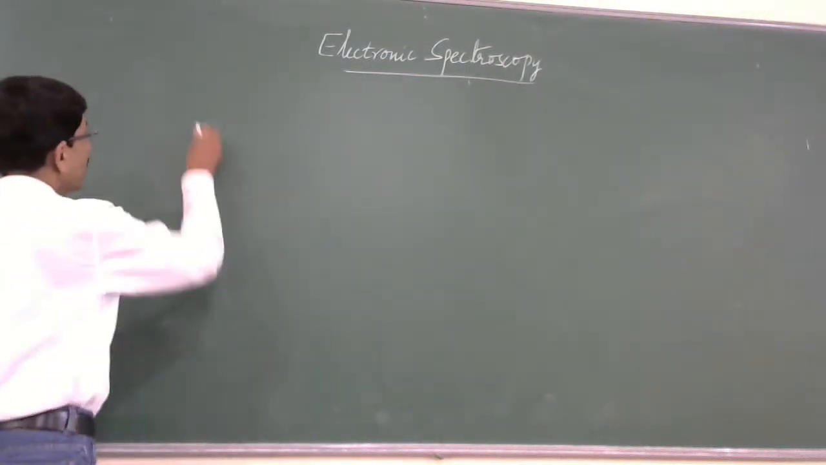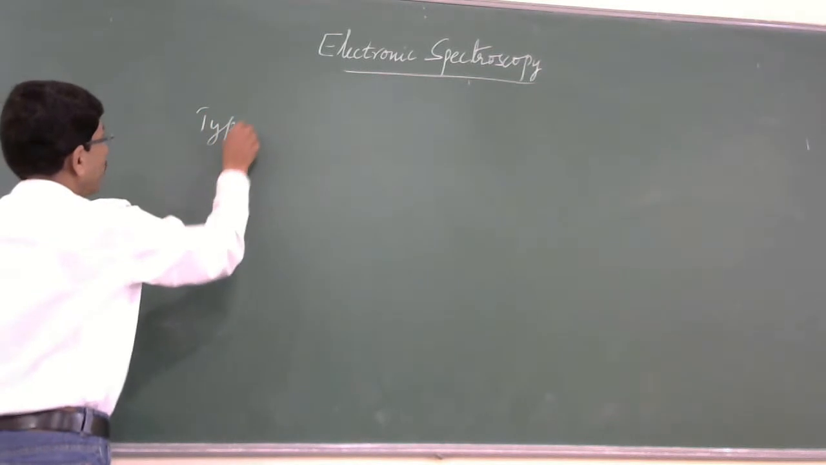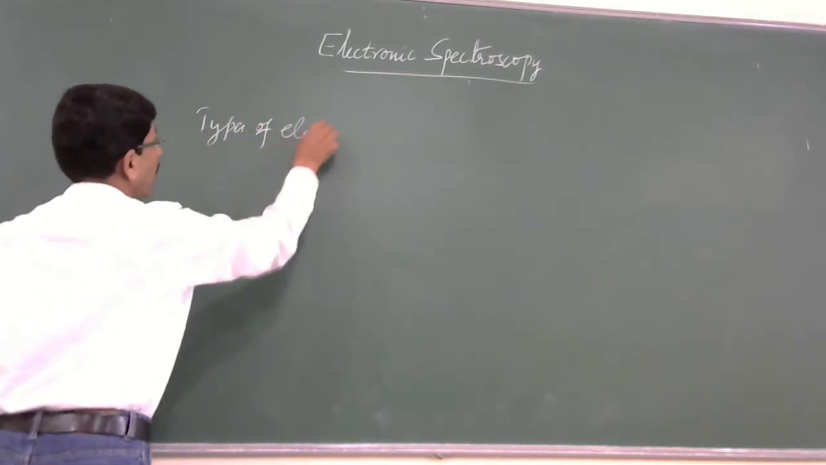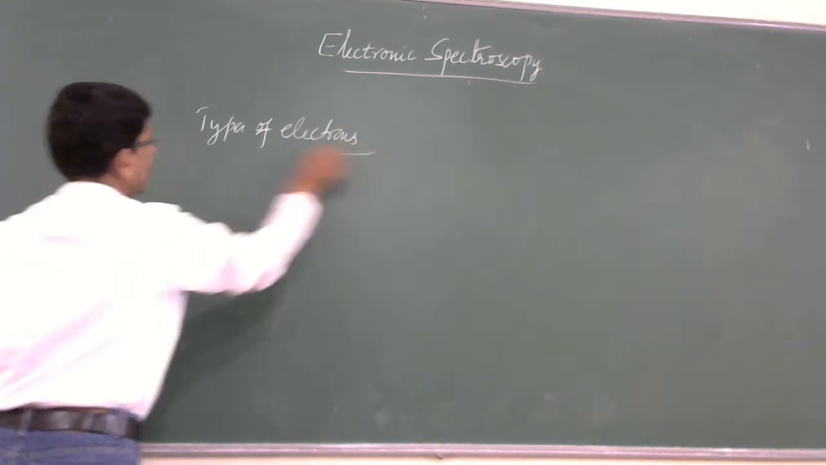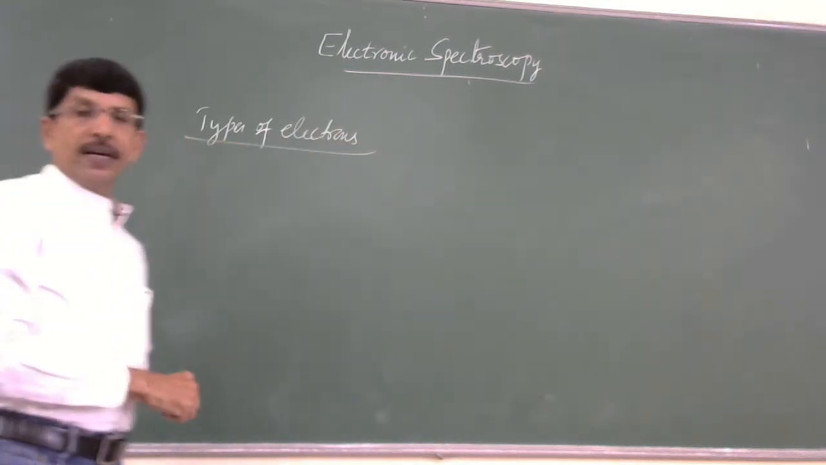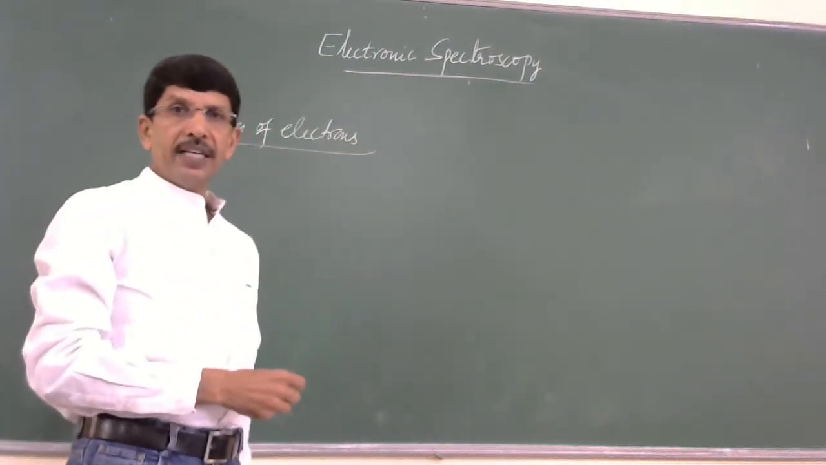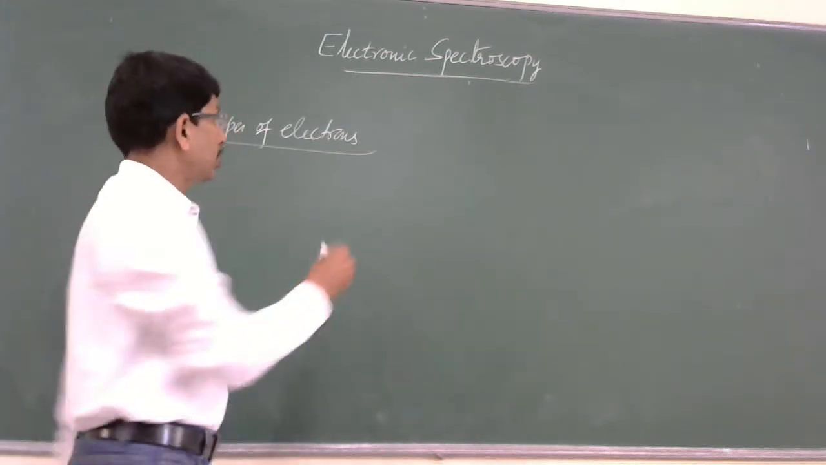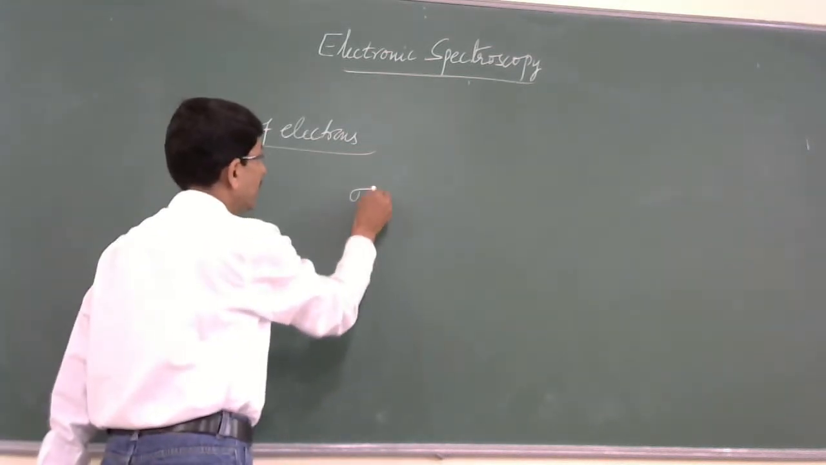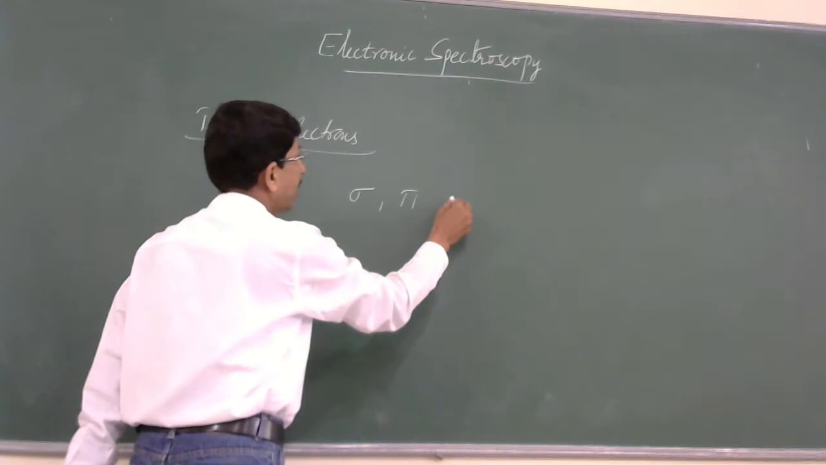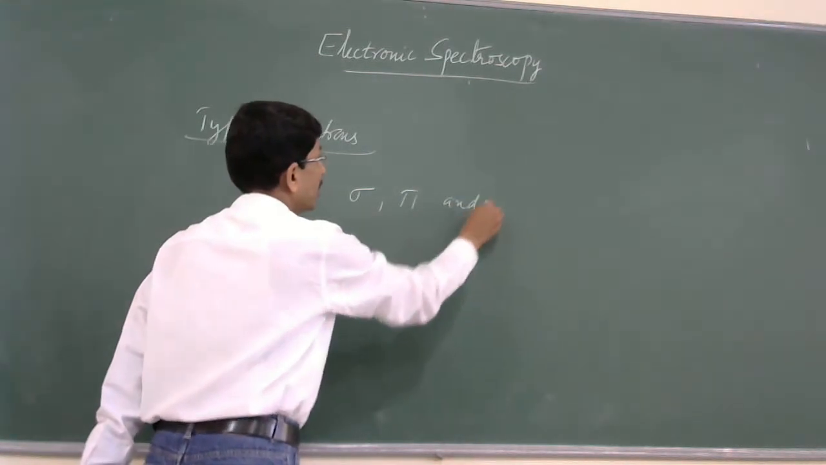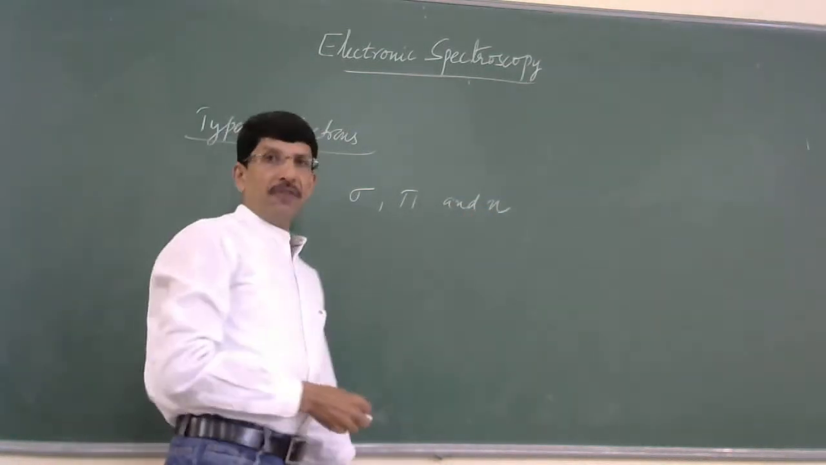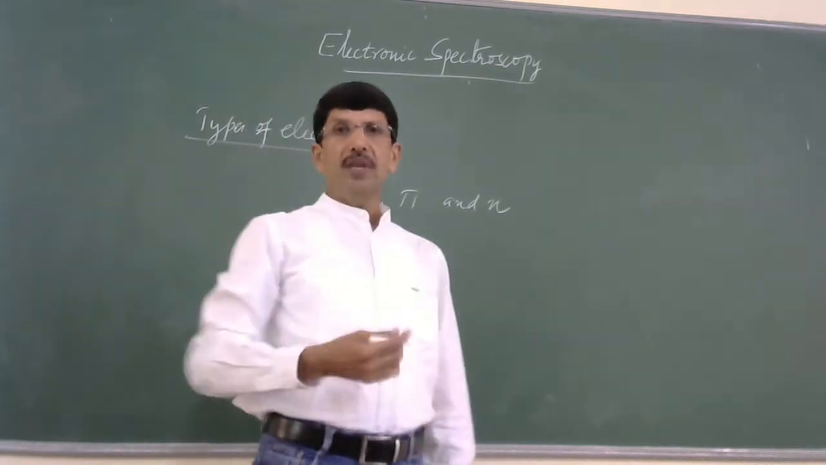So, first one is, what are the different types of electrons involved in electronic transitions when the sample is irradiated with ultraviolet and visible radiation? The electrons are sigma, pi, and n electrons. These are the various types of electrons that we come across in molecules.